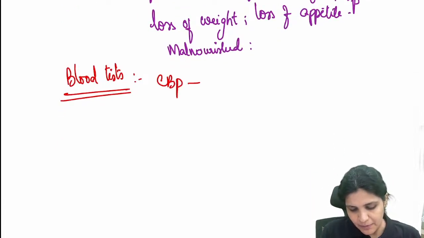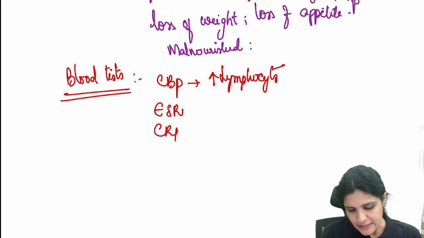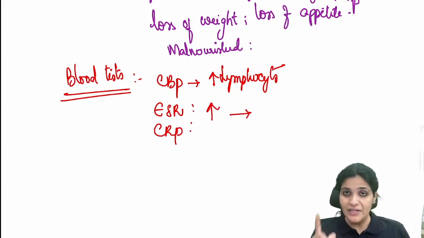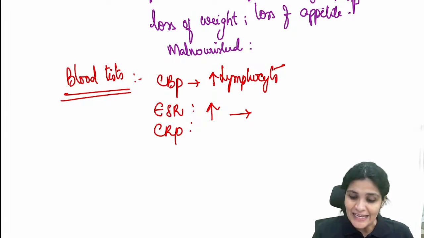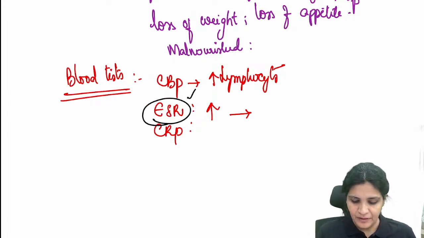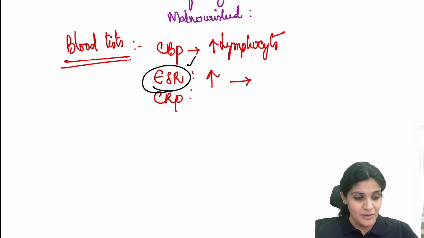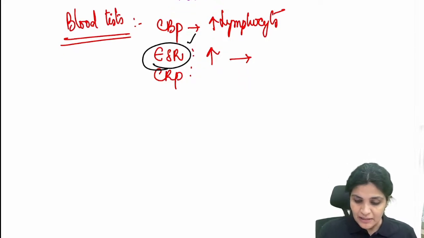Again, you go for CBP, where there is an increased lymphocyte count, right? And then you go for CRP and ESR, where they are raised. Though they are acute phase reactants, in case of tuberculosis, an increased ESR specifically, right? So this is very, very important. You see increased ESR in case of tuberculosis. So these are the blood tests.